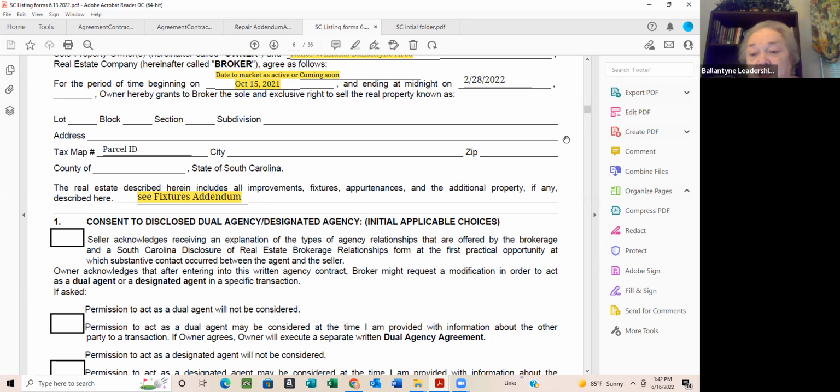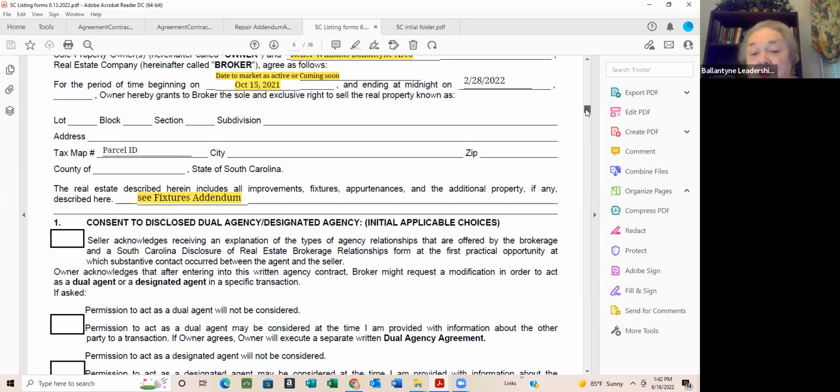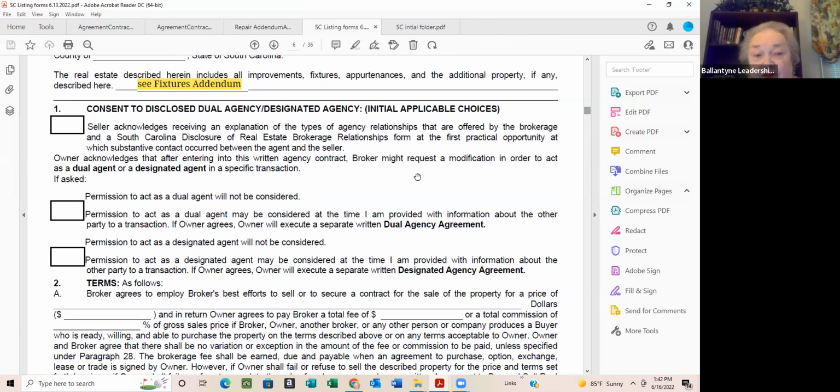Now, the next section in here is on dual agency. The first thing that they're going to initial here is that they saw with you that brokerage relationship disclosure. Remember the one that we started with? They're going to initial that they have seen and the agent has discussed that with them.